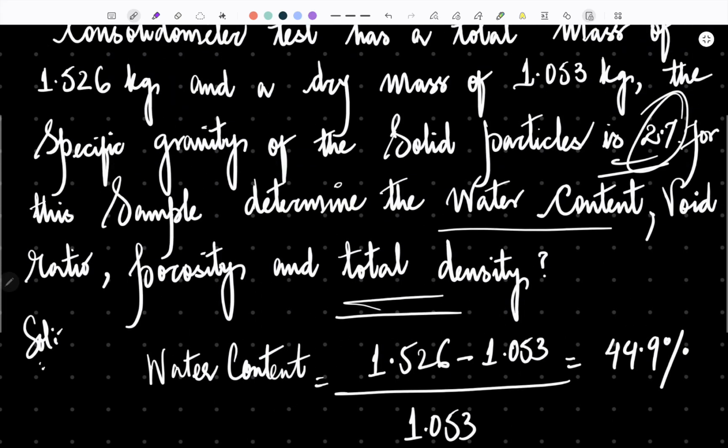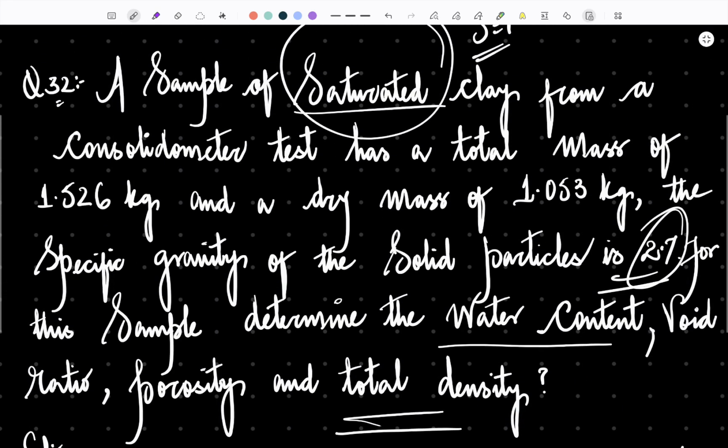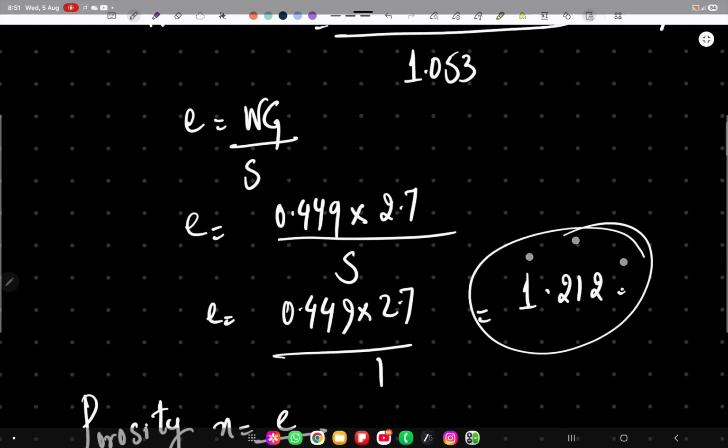All right. So this is how we calculated every parameter that the question asked us to find. Water content done, void ratio done, porosity done, and total density as well. Moving on to the next one.